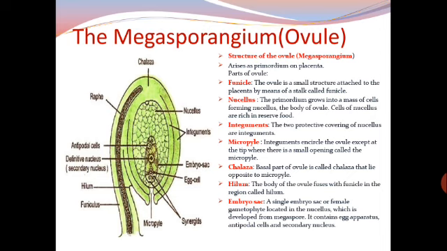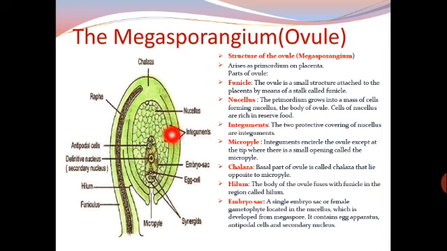Nucellus. The primordium grows into a mass of cells forming the nucellus, the body of the ovule. So the major portion of the ovule is made up of a parenchymatous mass called the nucellus. Here is the nucellus. The cells of the nucellus are rich in reserve food.